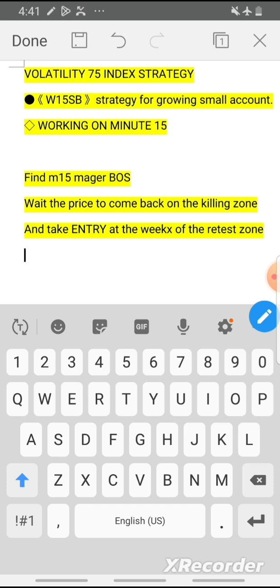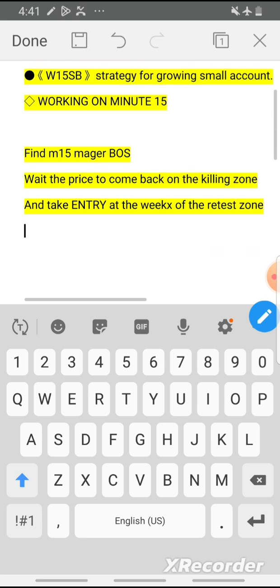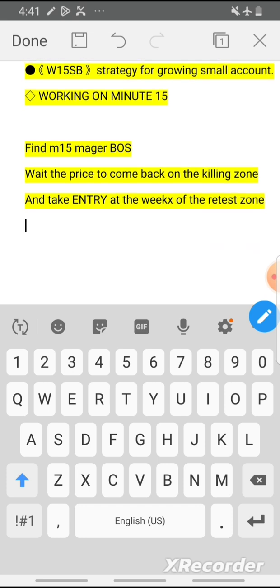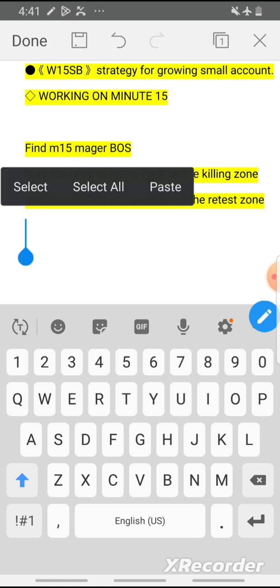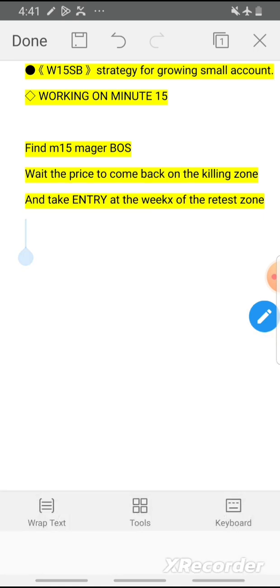Rule number 2, find a major OBS of minute 15. We have to find the OBS, or break of structure, on minute 15. Wait for the price to come back to the killer zone. Take your entry at the wicks of the retest zone. Those are the rules. Before we take you to the chart, I want to explain here.